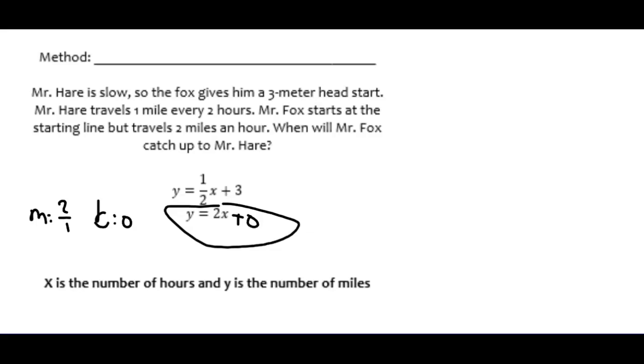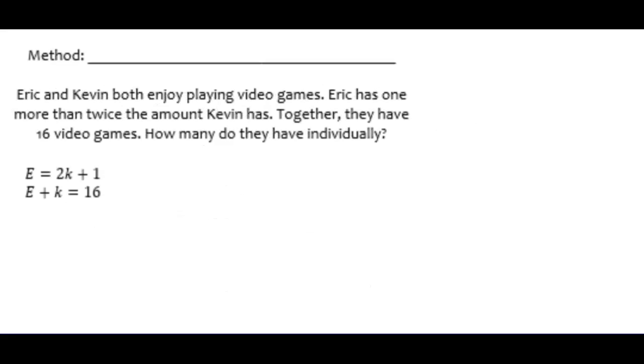Then I would graph this. If I graph this, I got 2 comma 4. If you did not get that, you need to talk to me while I'm walking around while we're doing some work. Okay? If you did this one, Eric and Kevin, you should have got an answer of 11 and 5.